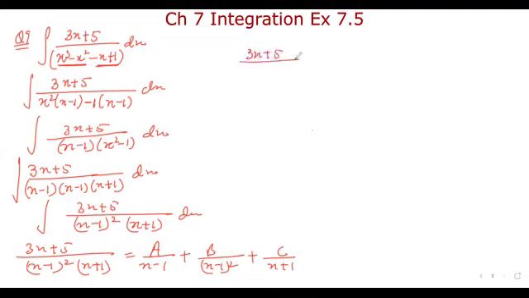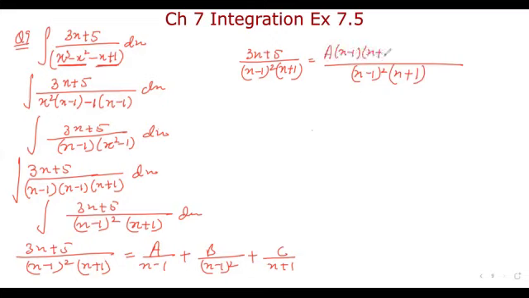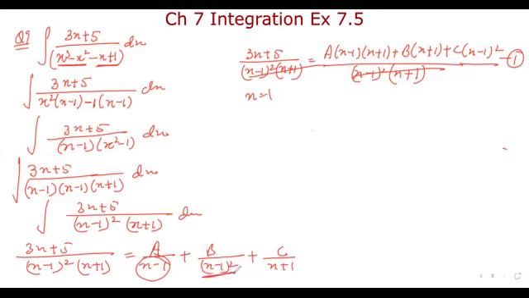This is 3x plus 5. Denominator is going to be the same, and here also. Now the LCM: a into x minus 1 into x plus 1, b into x plus 1, c into x minus 1 whole square. This and this are going to be cancelled. Now, if I put this as 0, I will get x as 1. If I put this as 0, no different value. If I put this as 0, I will get x as minus 1.